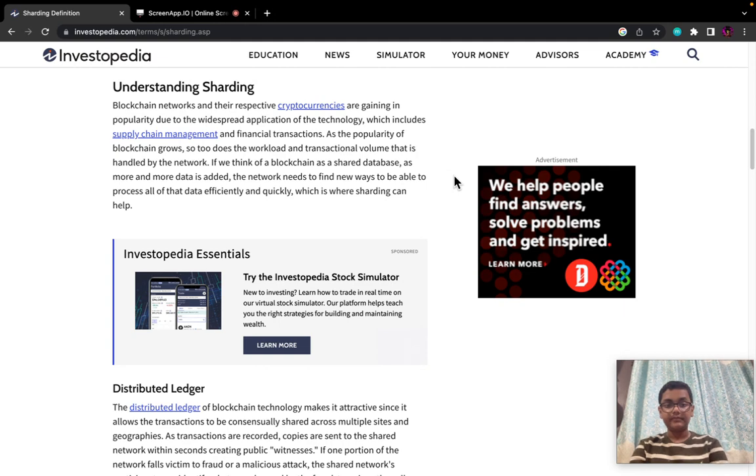Understanding sharding. Blockchain networks and their respective cryptocurrencies are gaining in popularity due to the widespread application of the technology, which includes supply chain management and financial transactions. As the popularity of blockchain grows, so too does the workload and transactional volume that is handled by the network. If we think of a blockchain as a shared database, as more and more data is added, the network needs to find new ways to be able to process all of that data efficiently and quickly, which is where sharding can help.